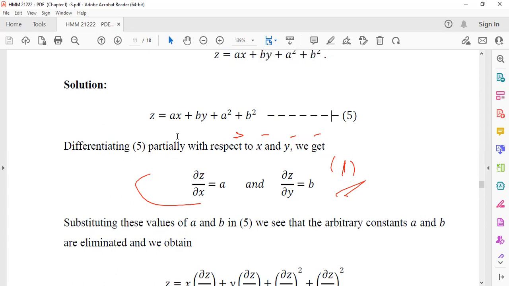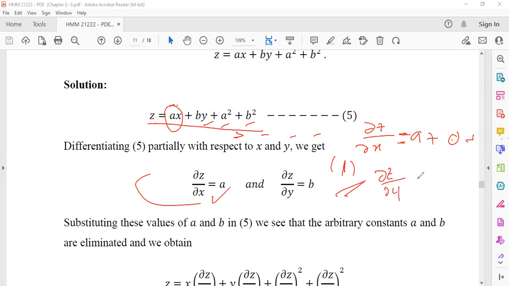Differentiating equation number 1 partially with respect to x and y, we will get two equations. Here z is equal to this one. If you take ∂z/∂x, here we have the x, so it will be a. There's no x now, so all are constants, it will be 0, 0, 0, so no need to write the zeros. So it will be only a. Similarly, if you take ∂z/∂y, you have only the y variable there, so b. So substituting these values of a and b in 5, we eliminate the arbitrary constants.